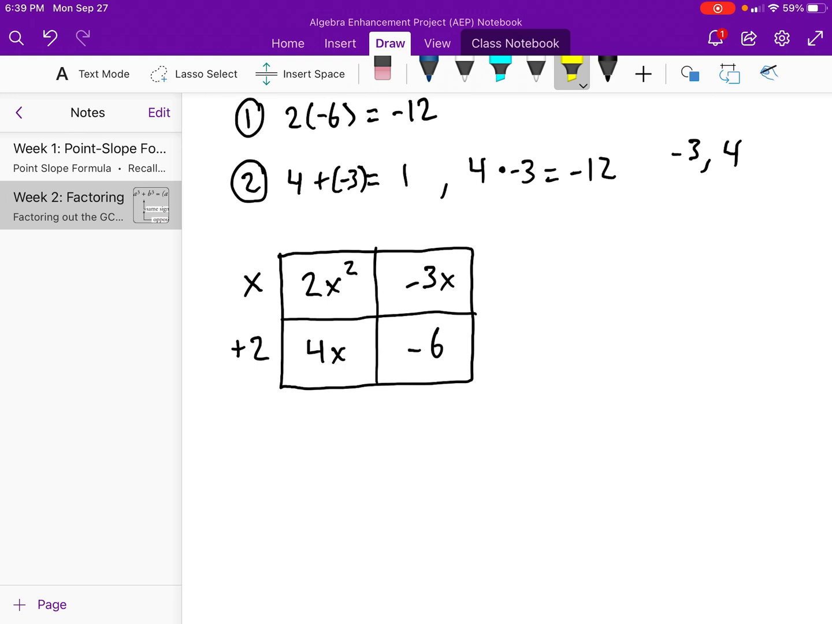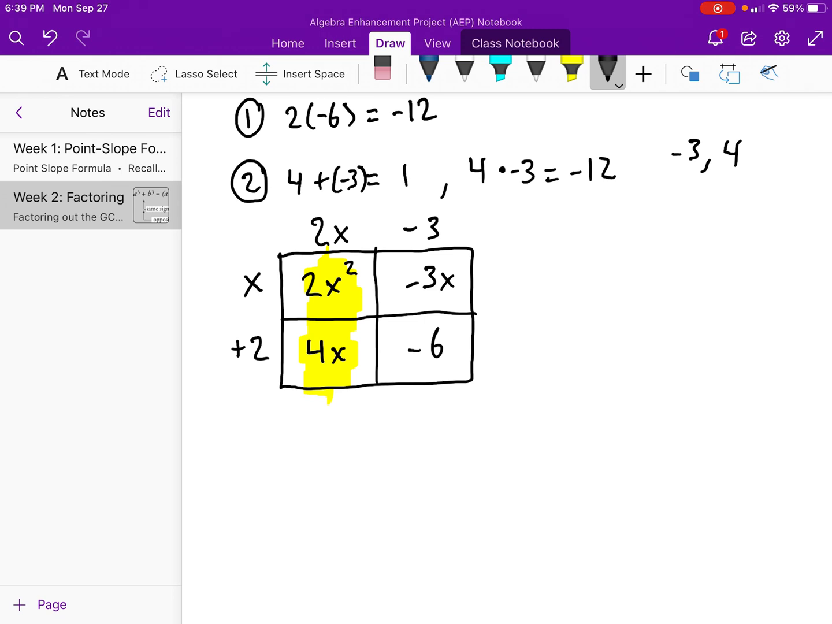And now I want to look at the columns. So we'll start with this column here. 2x squared and 4x. Again, I want to identify what is my GCF between these two terms. 2x squared and 4x both have a 2 in common, and they both have a variable x in common. So we could factor out a 2x. And then finally, for negative 3x and negative 6, they both have a negative 3 in common.